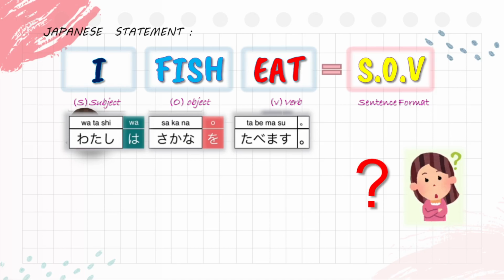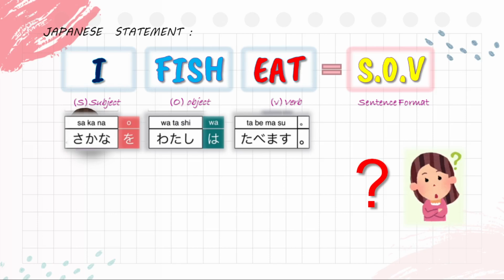Okay, so since I have the correct particle with the correct word, even if I interchange these two words, the meaning will still be the same. Are you surprised? So if I say, sakana o watashi wa tabemasu, it is still the same. I eat fish. Nothing has changed. Why? You know the answer now. Because I still have maintained the same particle.